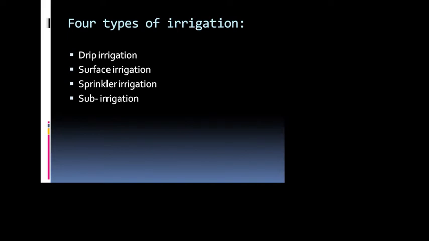Okay, now let's see the four types of irrigation. First one, drip irrigation. Second, surface irrigation. Third, sprinkler irrigation. And fourth, sub irrigation.